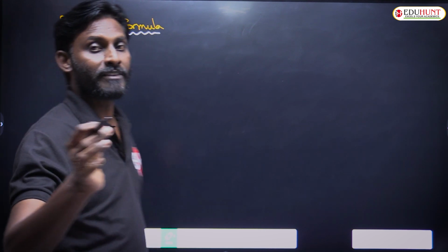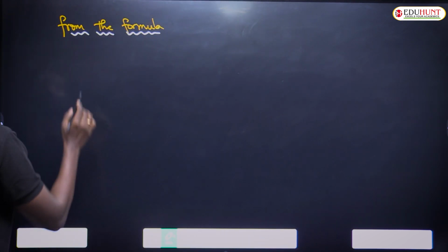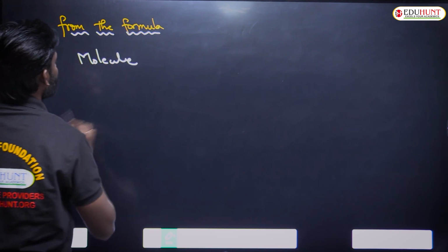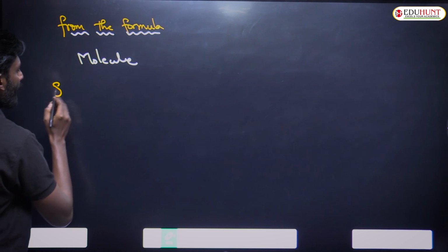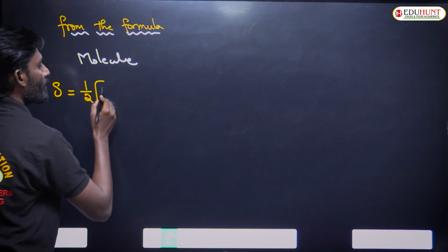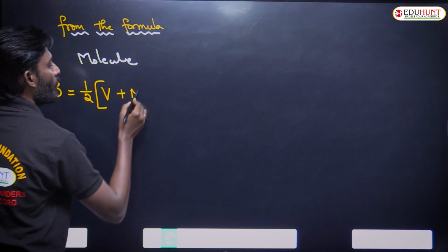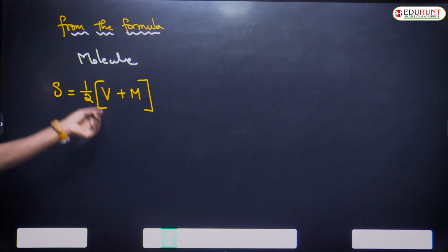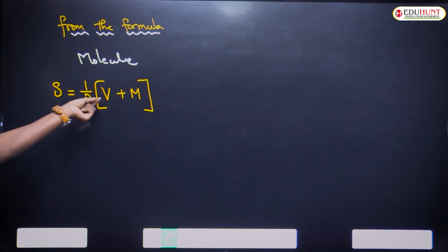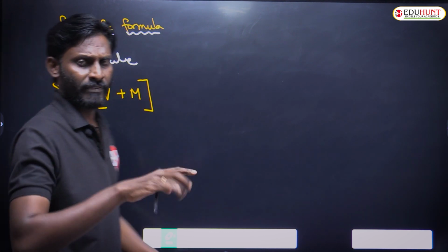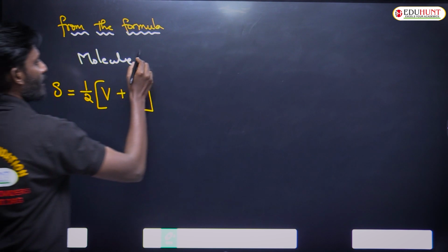If the formula of the molecule or the ion is given, see, if it is a molecule, then the formula to calculate the steric factor is S equals 1/2 times (V + M), that is, valence electrons plus monovalent atoms. That's it. V means valence electrons, M means monovalent atoms. I'll write it separately. Sir, what if it is a molecule? Example?